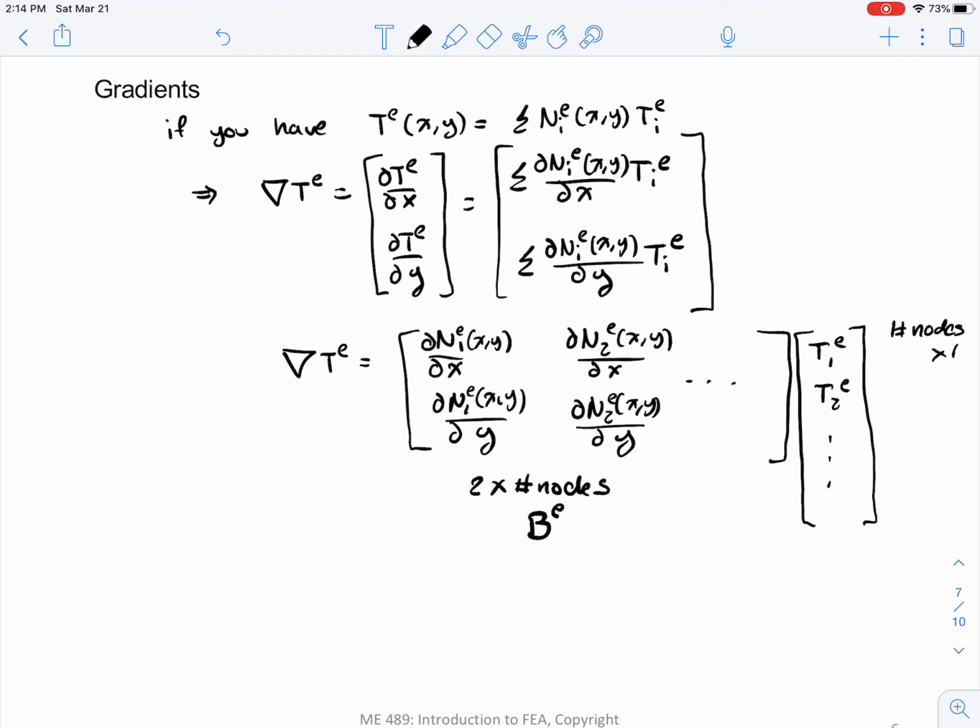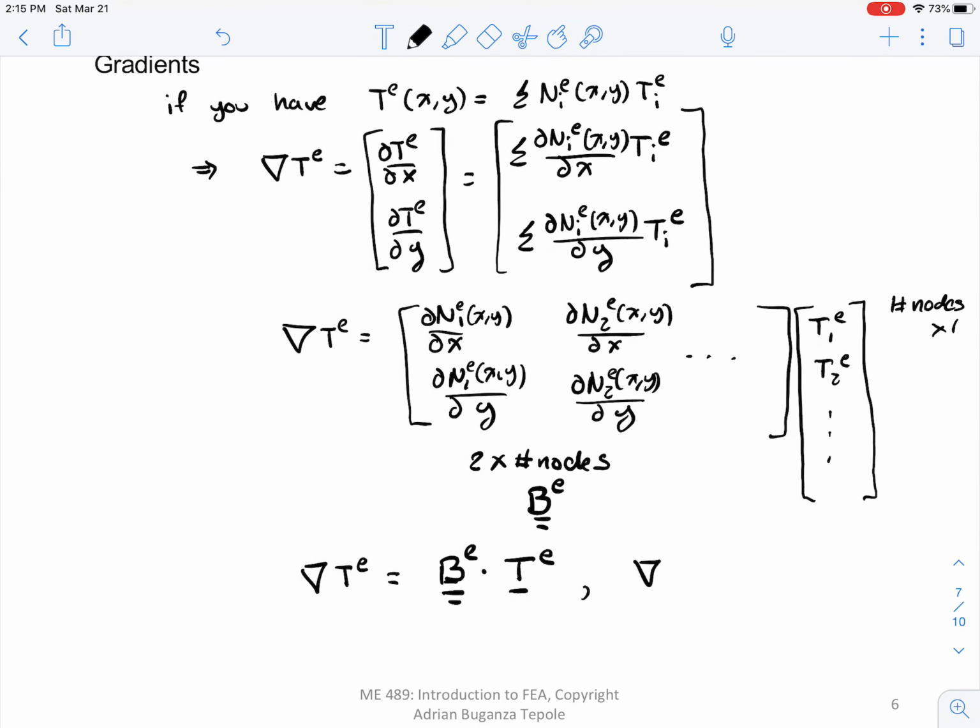And this one, if you look at the book, this one is called the B matrix. It has just all these gradients, so that just makes it easier, especially if you want to code it in MATLAB or Python. Then you would have the gradient of TE concisely expressed as this B matrix times the vector with all the nodal values. And again, this B matrix has the gradients of the shape functions with respect to x and y. And you would get something similar for if you want the gradient of the weighting function, you would get exactly the same. So you put all the gradients in this matrix called the B matrix times the vector with all the nodal values.